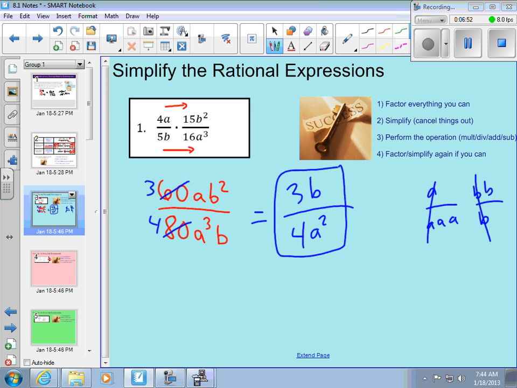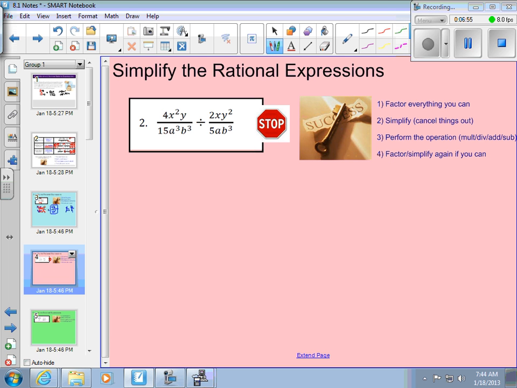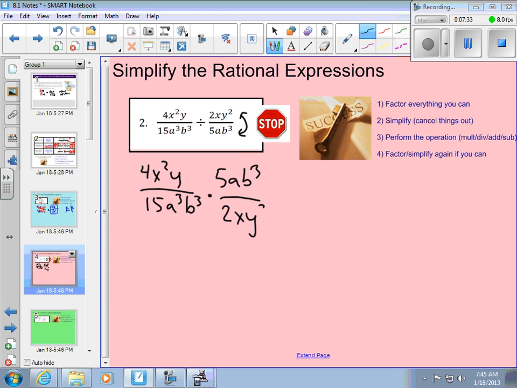All right. On the second problem, now you can see the stop sign. I put that there for a reason. Because this one is not multiplying, this is a dividing one. So before you go through and try to start simplifying, we have to change that to multiplication. Anytime it's a division problem, change it to multiplication by multiplying by the reciprocal. So the first step in this one, before we do anything, let's rewrite it. We got 4x squared y over 15 a cubed b cubed times, we're going to switch this one around here, 5ab cubed over the quantity 2x y squared.